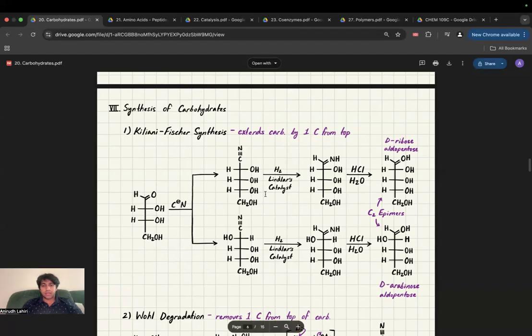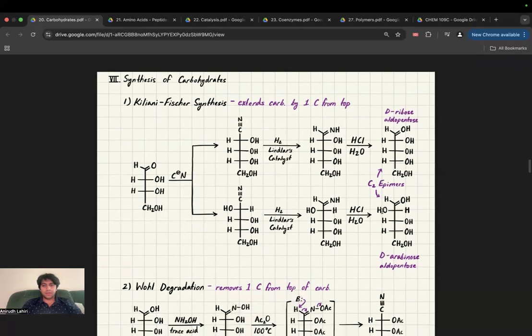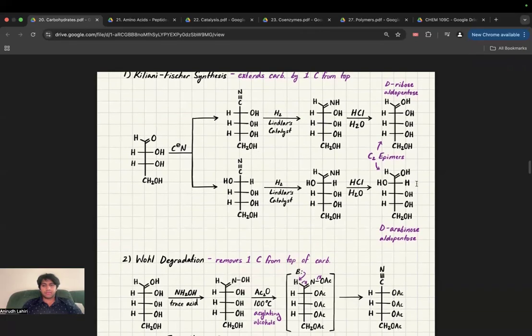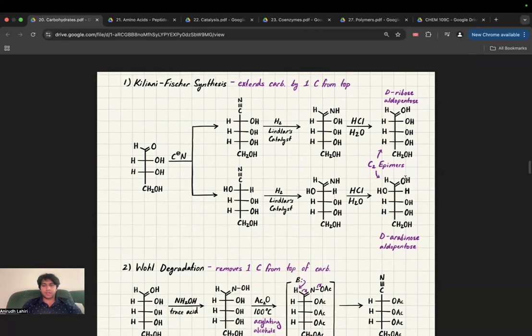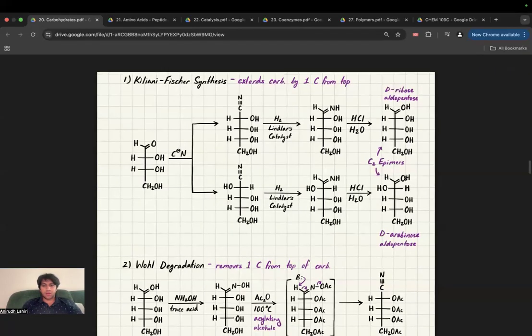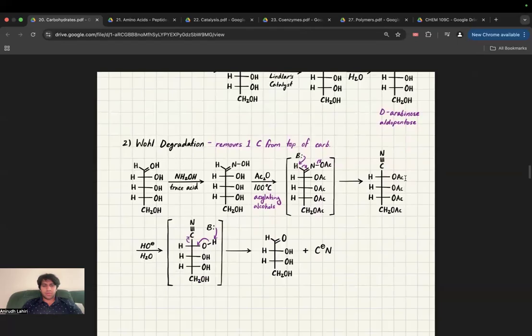We use Lindlar's catalyst to reduce this from a C triple N to basically an imine. And after that, we use HCl to make it an OH. From there, we can remove this hydrogen and make it an aldehyde, an aldose. Cool. Okay, Wohl degradation.